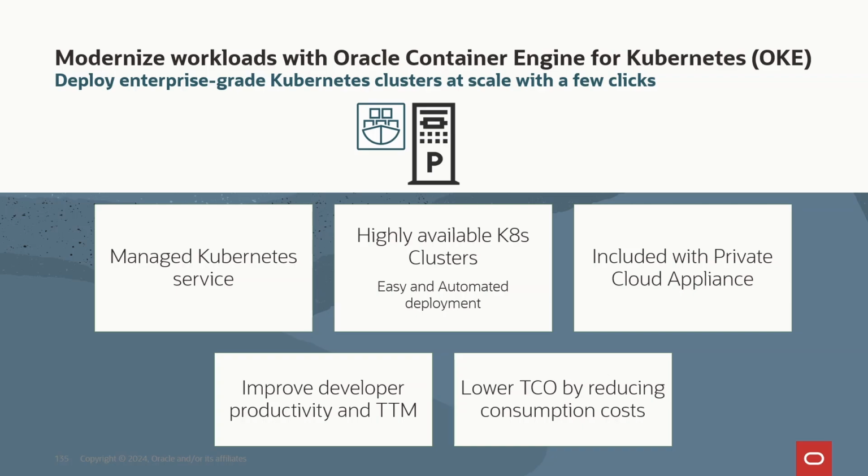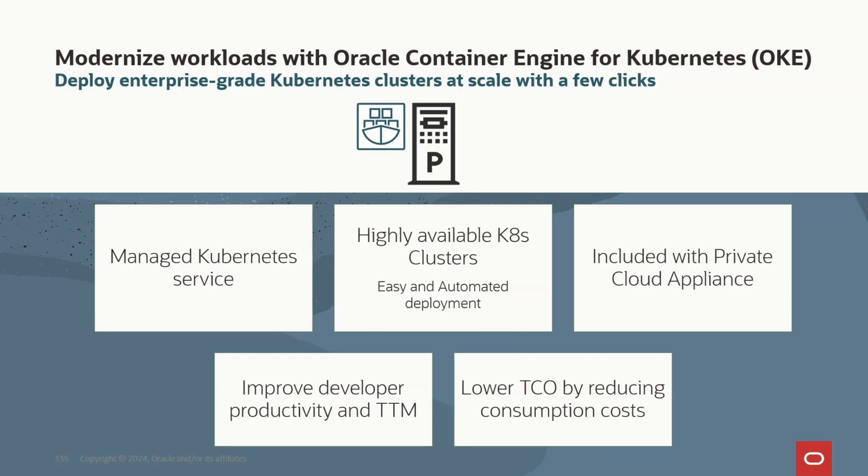OKE is a managed Kubernetes service, providing a fully managed Kubernetes environment, handling the complexity of cluster operations, including control plane management, worker node provisioning, and scaling. It provides high availability. The service ensures high availability by distributing control plane components across multiple compute instances. It supports the deployment of multiple clusters and node pools, accommodating varying workloads and scaling requirements.